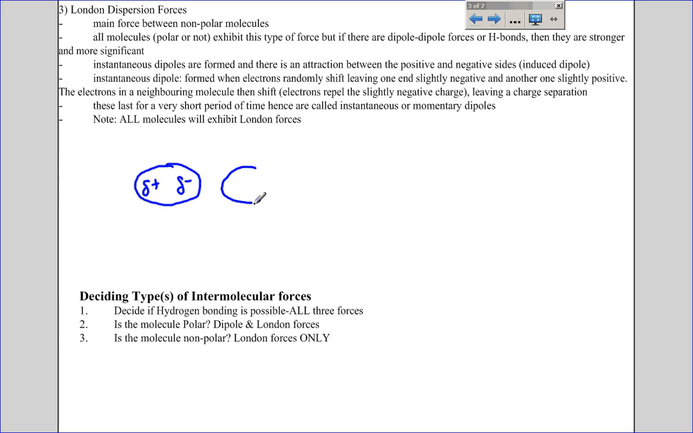The effect on a neighboring molecule is that the electrons in this molecule will repel these electrons, and so we'll end up with a similar charge separation where we've got a slightly positive and a slightly negative end of the molecule. The formation of these instantaneous dipoles will lead to the possibility of an attraction between the two molecules. And this attraction is the London force.